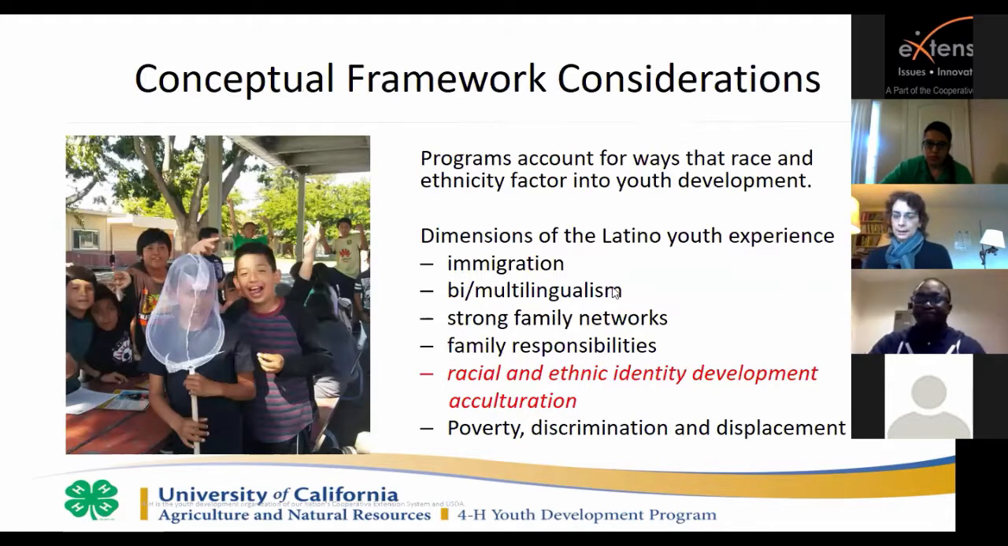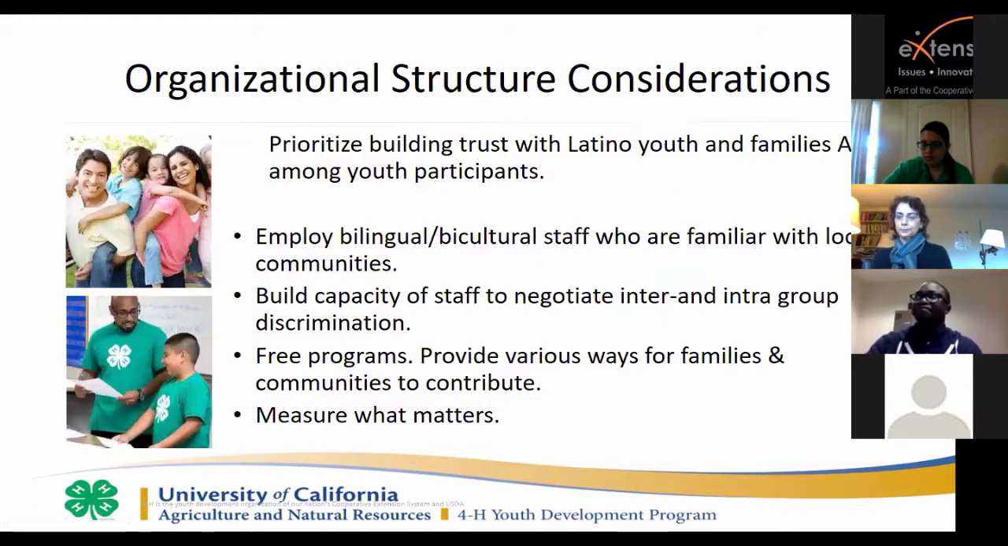In the next slide, we talk about organizational structure considerations. Remember, this is about staff and leadership and things like that. When considering the structure of an organization, a priority must be on building trust with youth, families, and among participants. While this sounds pretty easy as I'm spelling it out to you right now, it is easier said than done. To actually get this work done, we suggest that you employ bilingual, bicultural staff who are familiar with the local communities, and with existing staff, build the capacity of staff to negotiate inter- and intra-group discrimination.